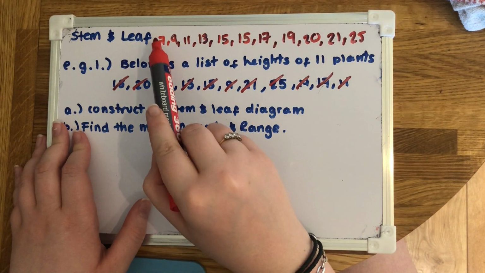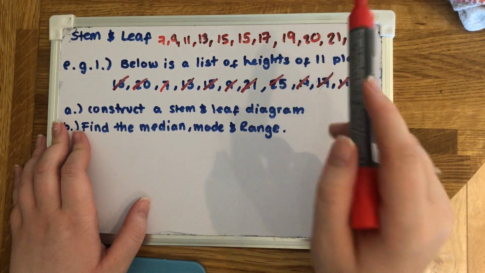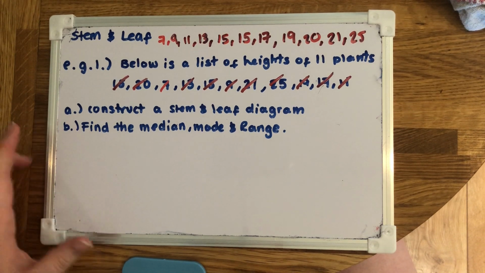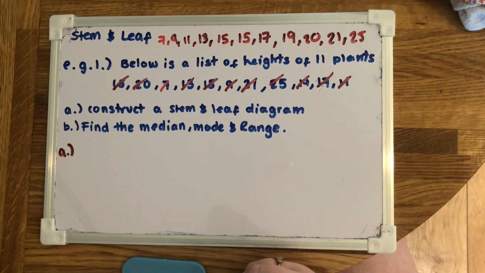Now we're told that there are 11 heights of plants, so we're going to count, just make sure I've got 11. So 1, 2, 3, 4, 5, 6, 7, 8, 9, 10, 11. Good. You're going to have to do that quite a lot just to make sure, because so many people know how to do it, but will make silly mistakes just because they've missed a number somewhere. So we're going to start with A, constructing the stem and leaf diagram.